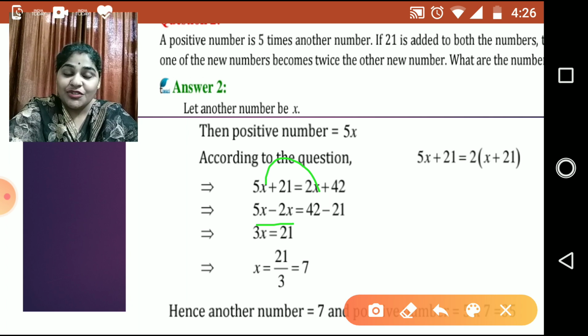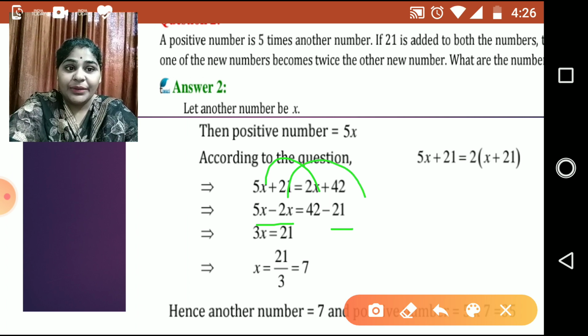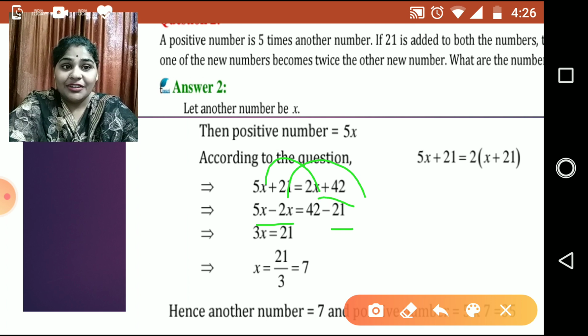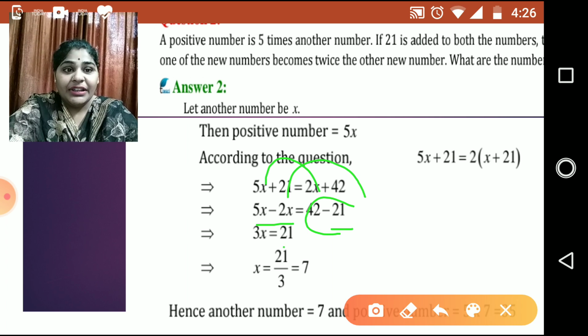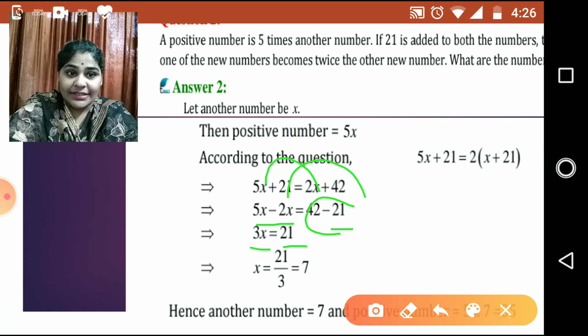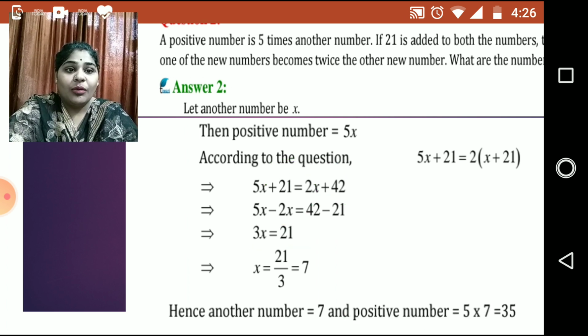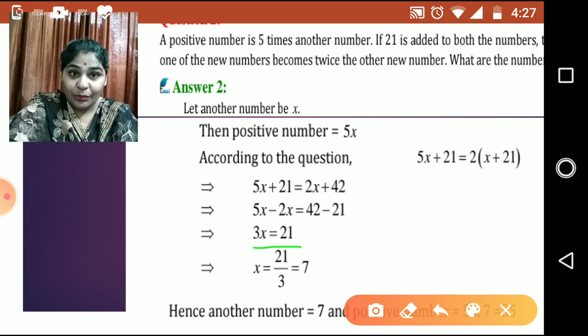5x minus 2x will be on the left hand side, and this plus 21 goes here and becomes negative 21, and 42 as it is. So on the right hand side, the terms are 42 minus 21, which is equal to 21. And on the left hand side, 5x minus 2x will be 3x. So hence what we got is 3x equal to 21 is the equation.